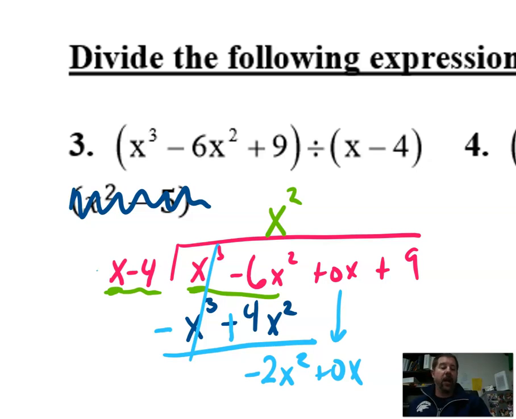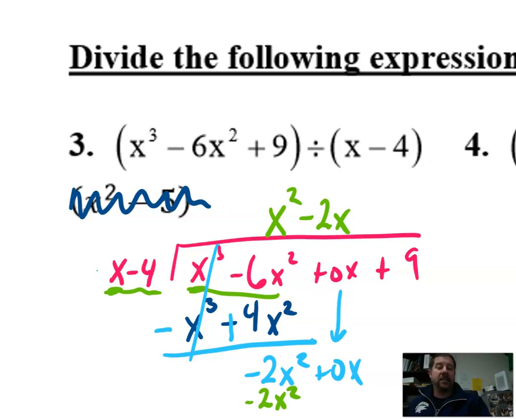X times what gives me negative 2x squared? Oh, I know. X times negative 2x is negative 2x squared. And again, always stacking like terms. If I multiply this times the front now, negative 2x times x is negative 2x squared.